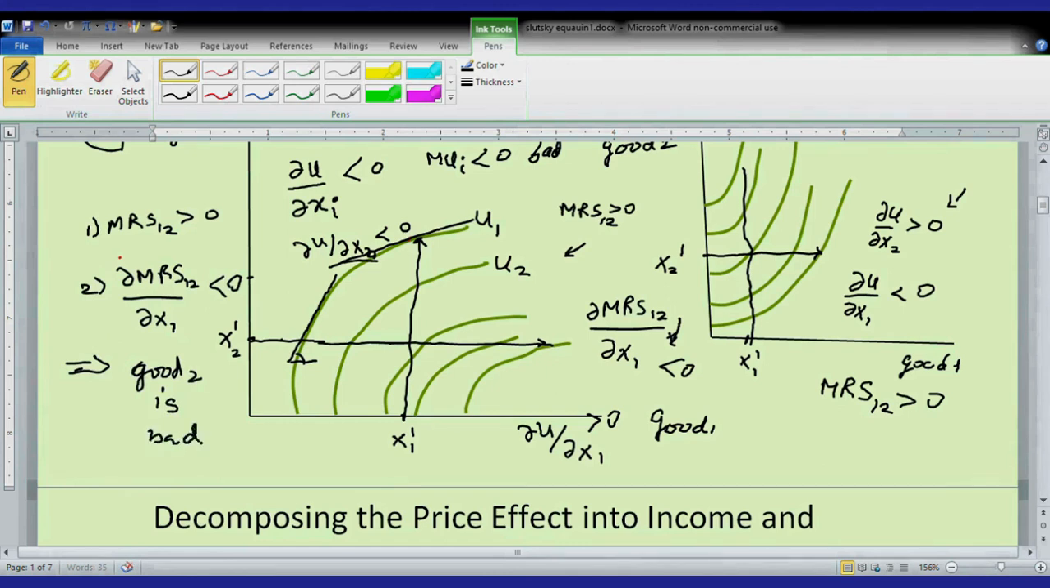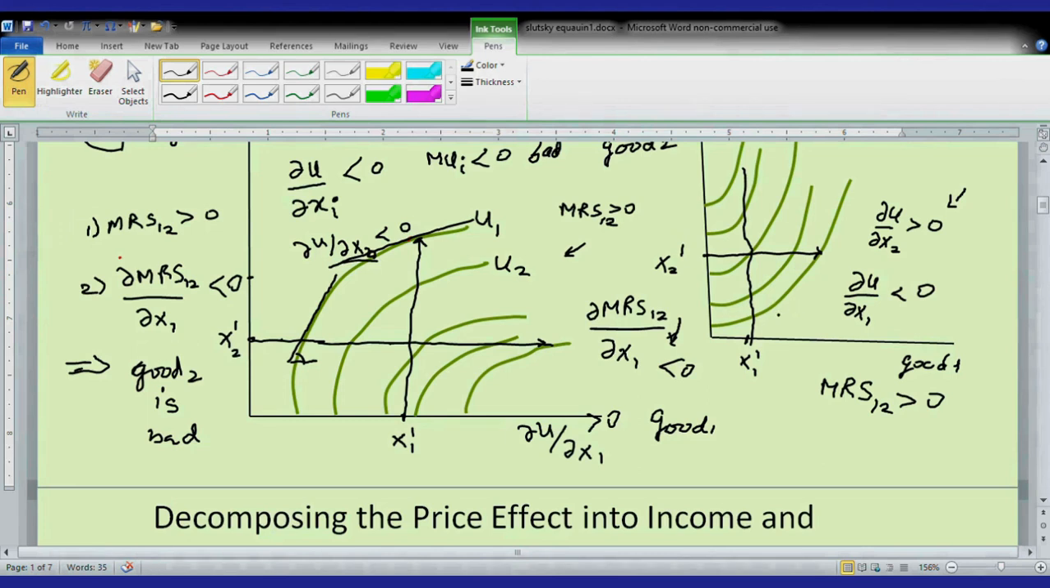See that we did not bring the concept of income into our discussion here, and this is what you need to keep in mind: this classification is totally independent of income. It is only preference based. So the commodity that has been plotted along the vertical axis is a bad commodity if these two conditions are satisfied: that the marginal rate of substitution is greater than 0, and the derivative of the marginal rate of substitution with respect to good 1 is less than 0.